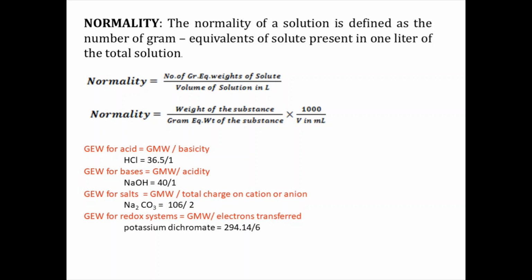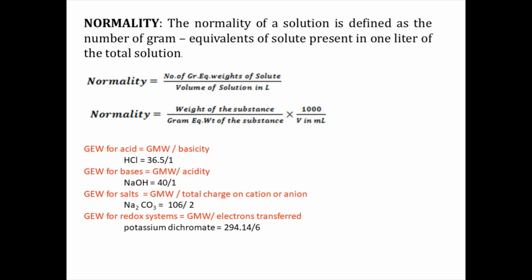Then the gram equivalent weight for salt. Salt is a combination of acid and base. So in salt, we have 2 terms, cation and anion. Each cation has a charge, and each anion has a charge, but it should be neutralized. Say for example NaCl. The charge on sodium is +1, the charge on chlorine is -1. So when these join together, Na +1, Cl -1, that particular salt is electrically neutral.